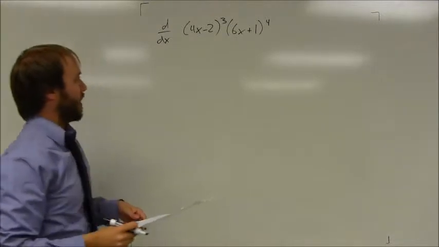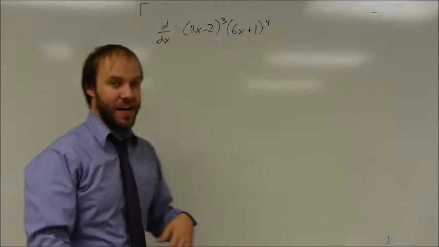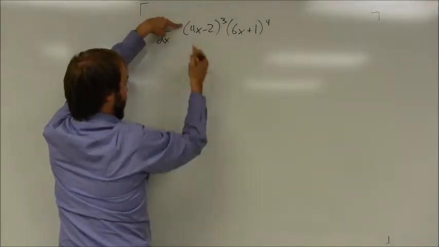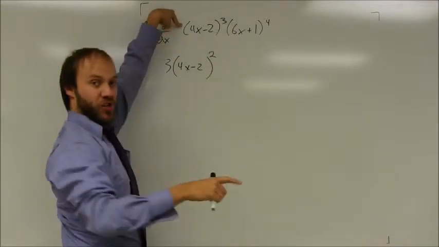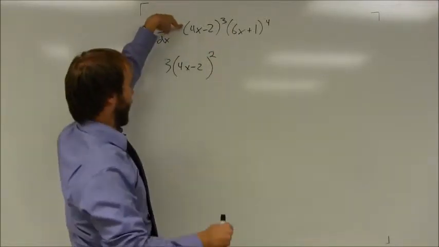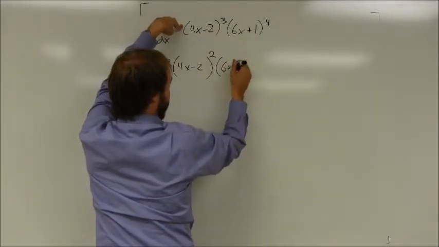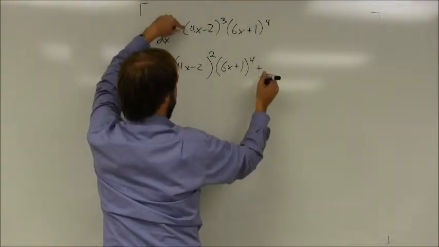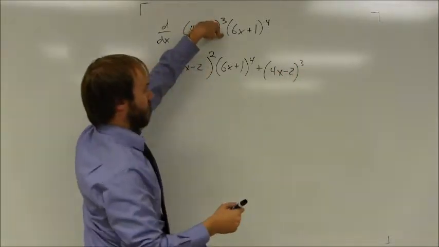Okay, quantity 4x minus 2 cubed times the quantity 6x plus 1 raised to the 4th power. Again, derivative of the first, I have a cubic power function, so power rule. 3 times the coefficient gives me 3, inside function stays the same, raised to the 2nd power. Don't lose those exponents. It's something a lot of people had issues with on the last test. Derivative of the first times the second. So 6x plus 1 raised to the 4th power doesn't change. Plus the first, 4x minus 2 cubed, times the derivative of the second.